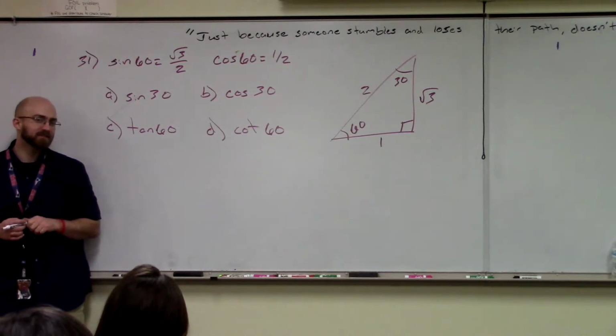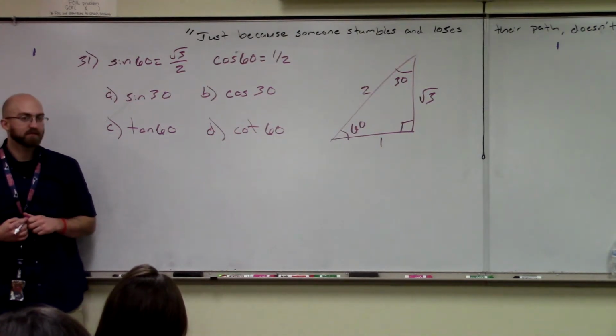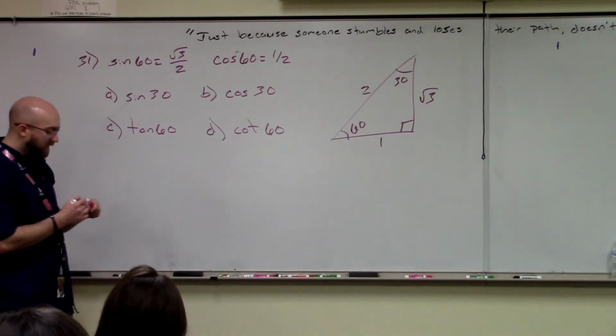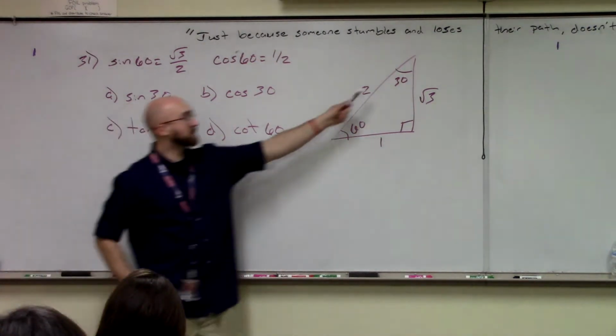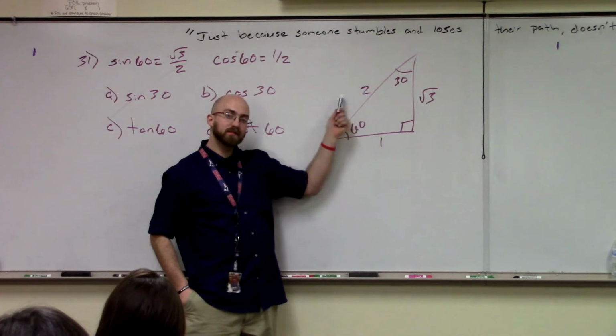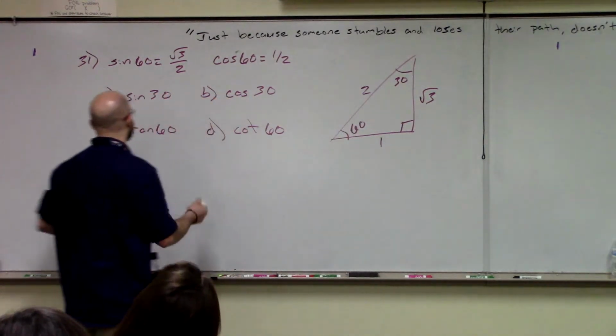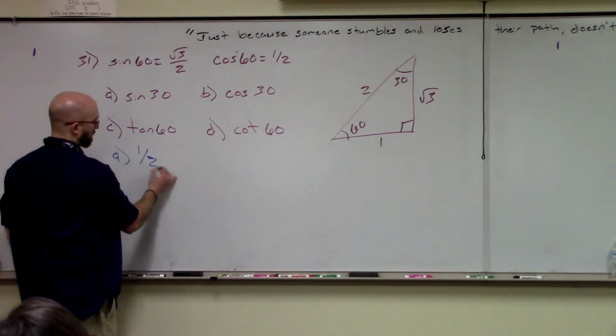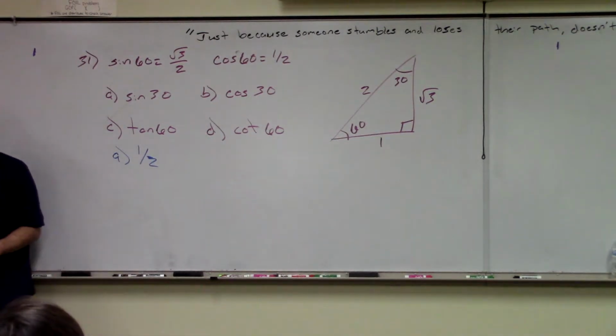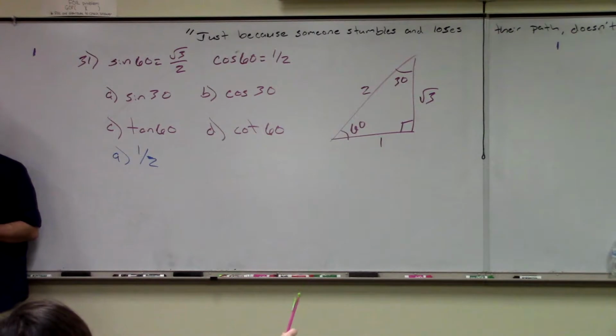Still nothing? No. You don't know what sine of 30 is? Do it again at the beginning. Sine of 30 is going to be what, guys? Opposite over hypotenuse, so it's just 1/2. Wait, why is it? You lost me there. Okay, the opposite of that angle is 1, and the hypotenuse is 2.